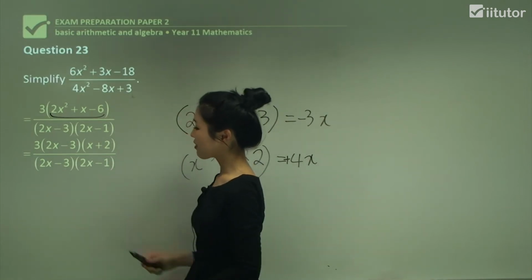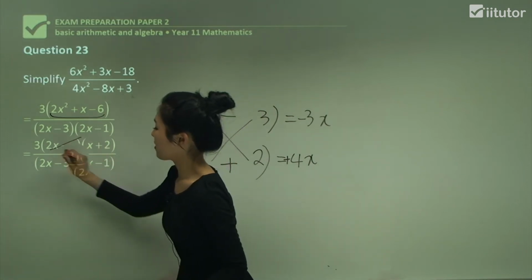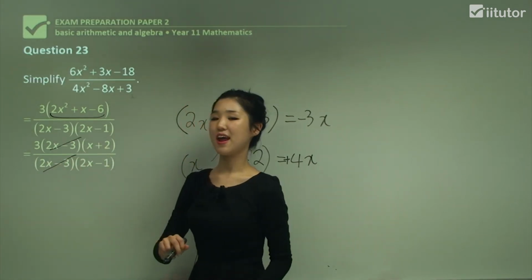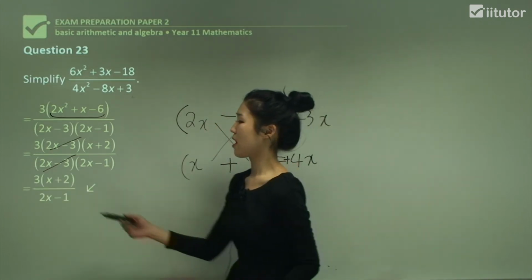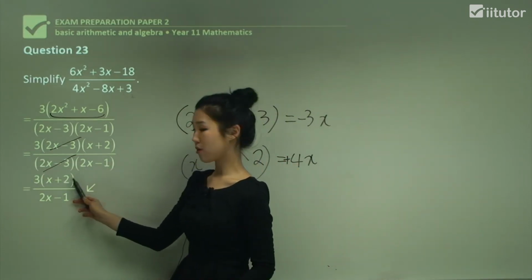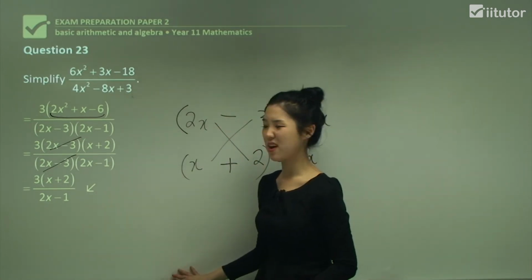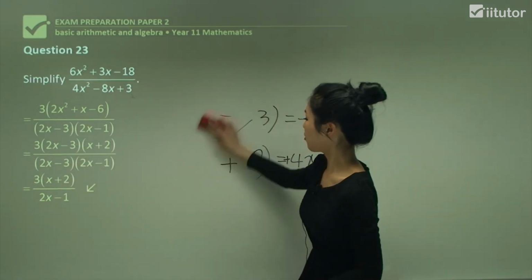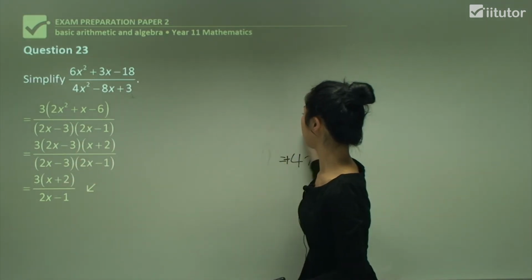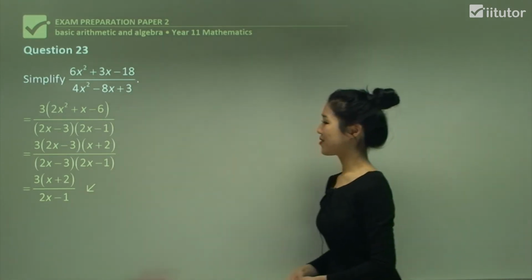Now have a look at this, guys. Can we cancel anything out? I think this and this is common, so I can cancel that out. But there's nothing else in common, so that's pretty much it. So we have 3x plus 2 on the numerator and 2x minus 1 left on the denominator. And that's it, we can't go any further than that. So that's the answer. So make sure you know how to do the cross method. Okay, so that was question 23.